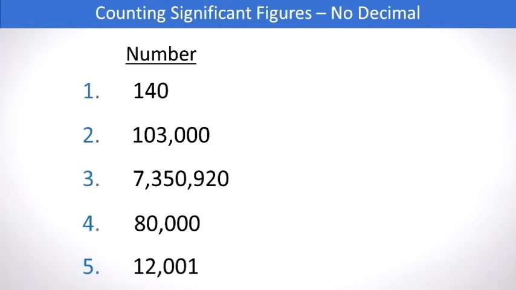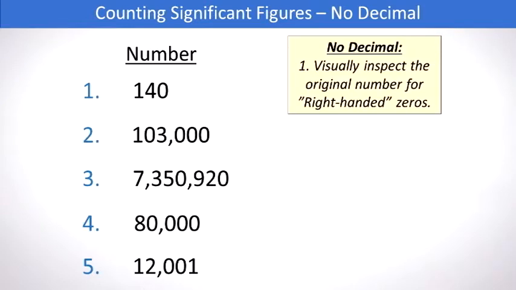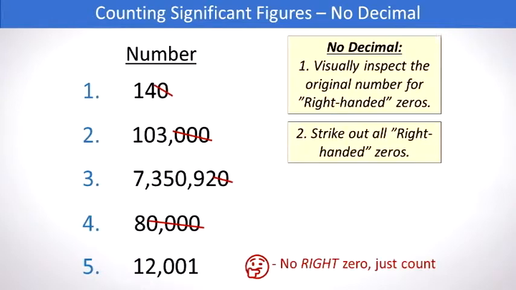Let me show you how the concept works by starting with digits with no decimals, which we consider to be right-handed zeros. If we take a look at these numbers and do a simple visual inspection, you'll notice that they contain right-handed zeros, in which case we strike the right-handed zeros. And don't worry, if there are no right-handed zeros, simply count.